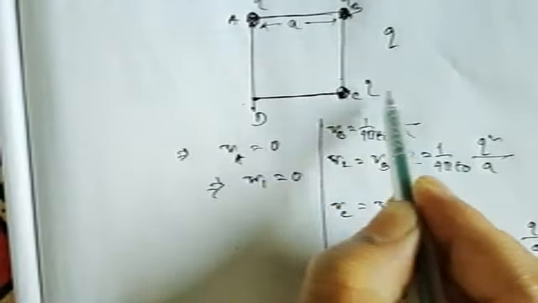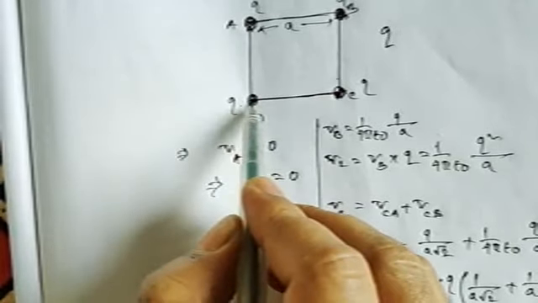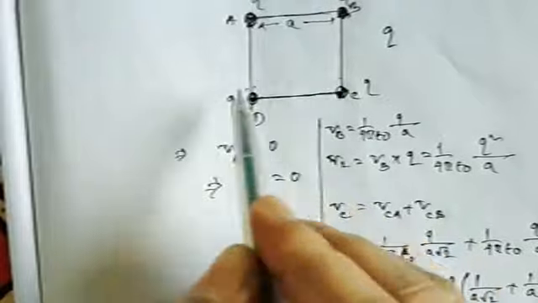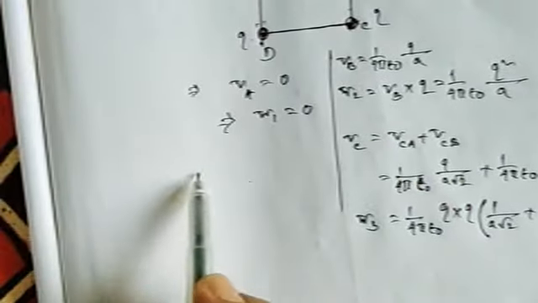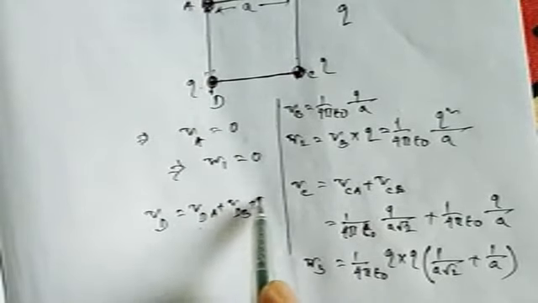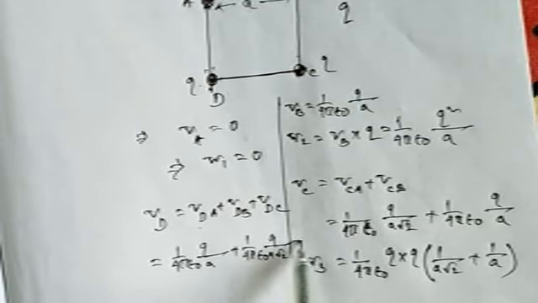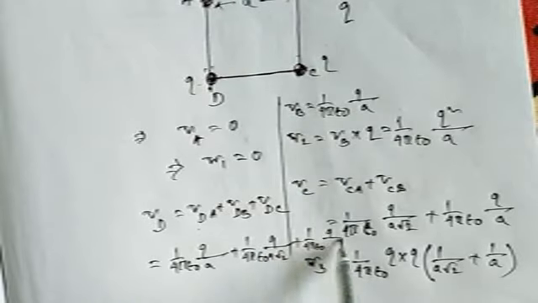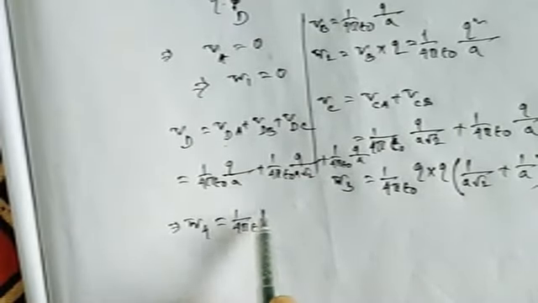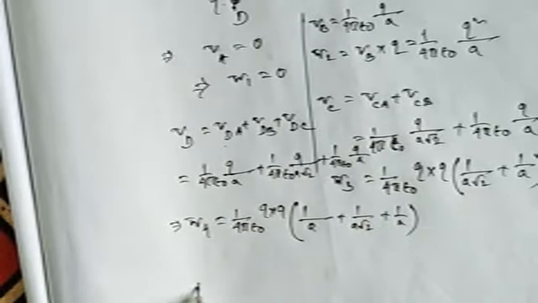And what about W4? We have already placed a charge q here, and if one wants to put another charge q here, he has to find out the potential at point D due to A, B, C, and then multiply it with the charge q. VD will be VDA plus VDB plus VDC, means simply one can write 1 by 4 pi epsilon naught q by a plus 1 by 4 pi epsilon naught q by a root 2 plus 1 by 4 pi epsilon naught q by a, and work done W4 will be 1 by 4 pi epsilon naught q into q within bracket 1 by a plus 1 by a root 2 plus 1 by a.